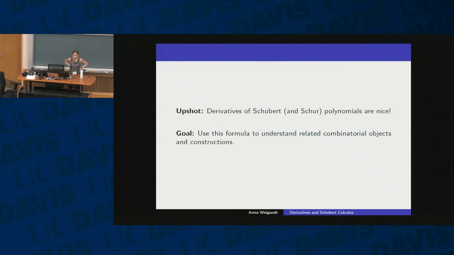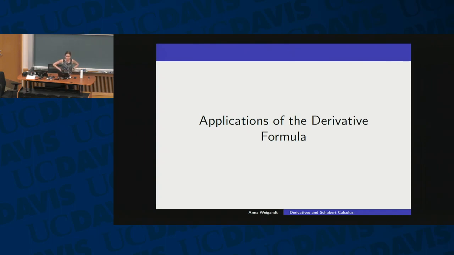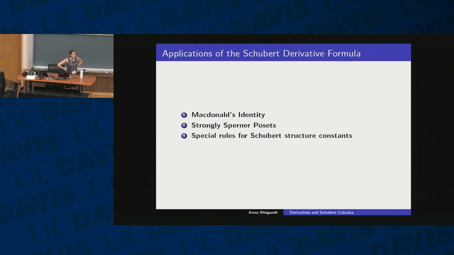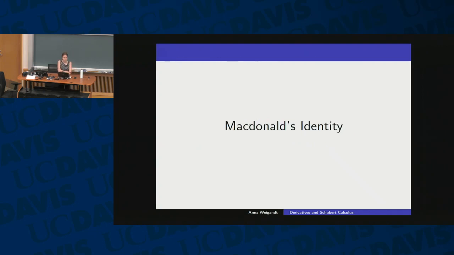Okay, so upshot, derivatives of Schubert and Schur polynomials are nice. And now the goal for the rest of this talk is going to be to use this formula to understand related combinatorial objects in different situations. Okay, so applications of this formula. There's going to be 3 applications that I'm going to focus in on for this part of the talk. And I'll do it in various levels of detail. It might be a whirlwind, but you can feel free to ask me about any of them afterwards if they pique your interest. Okay, so the first one is Macdonald's identity.